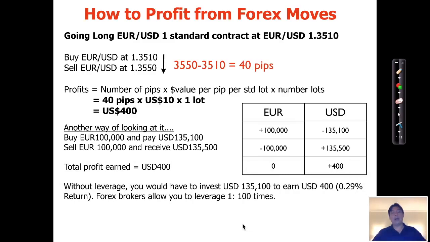Notice that if you don't use leverage, you would have to invest $135,100 or 100,000 euros to earn $400 US. You're earning $400 from $135,100. That's a 0.29% return. You say, that's such a small return. You're not going to buy 135,000 US dollars to make $400. Are you nuts? That is why in Forex, all Forex traders use leverage. Because if you don't use leverage, it doesn't make sense, because currencies move very little every day.